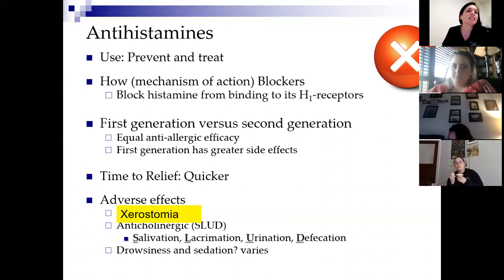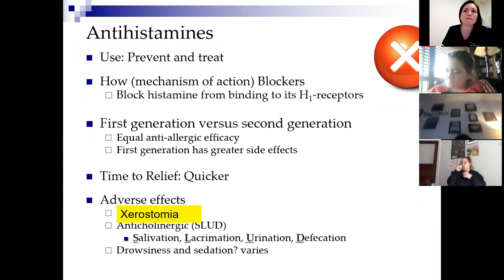And then there is the anticholinergic effect, or what we call SLUD, which is decreased salivation, decreased lacrimation, which is dry eyes, decreased urination, and decreased defecation. Everything dries up, basically. Anything that's anticholinergic is drying. And then it also causes some mild sedation or drowsiness. And that varies depending on the dosage and probably the person as well.